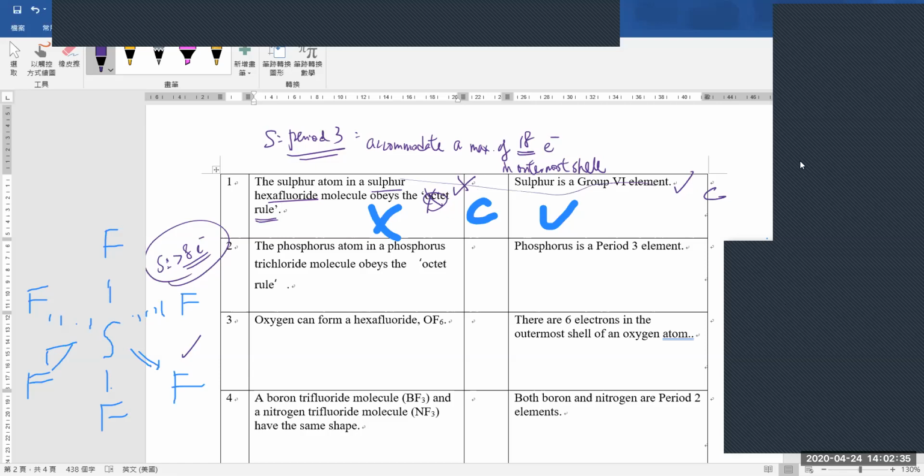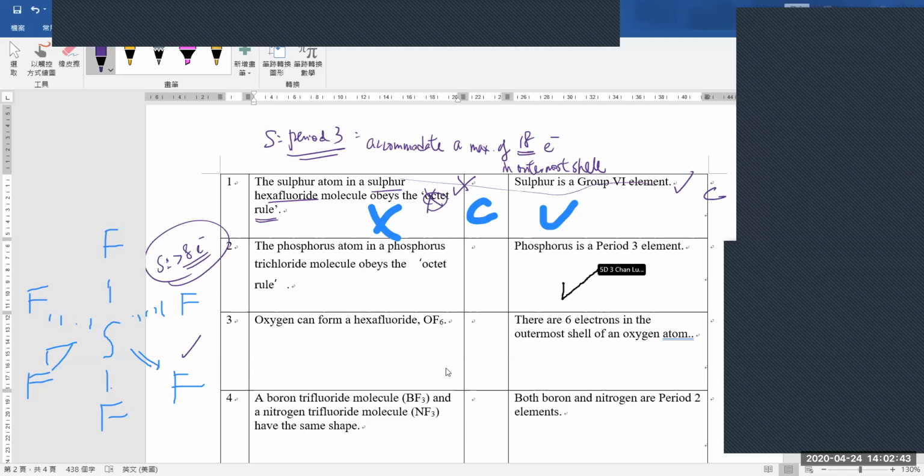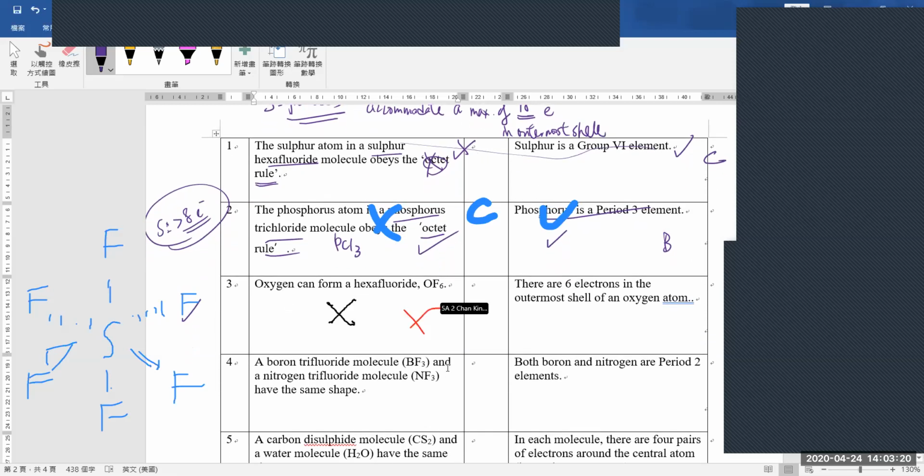Second, question two. Chen Long Wong. Phosphorus trichloride, PCl3, obeys octet rule. Phosphorus is a period three element. Also octet, right? So A or B. It's still B, yes, that's right. It's nothing related to the period. Question three: oxygen can form hexafluoride? No, no. There are 6 electrons in the outermost shell of the oxygen atom. Yes, it's B. Some of you marked it as B.